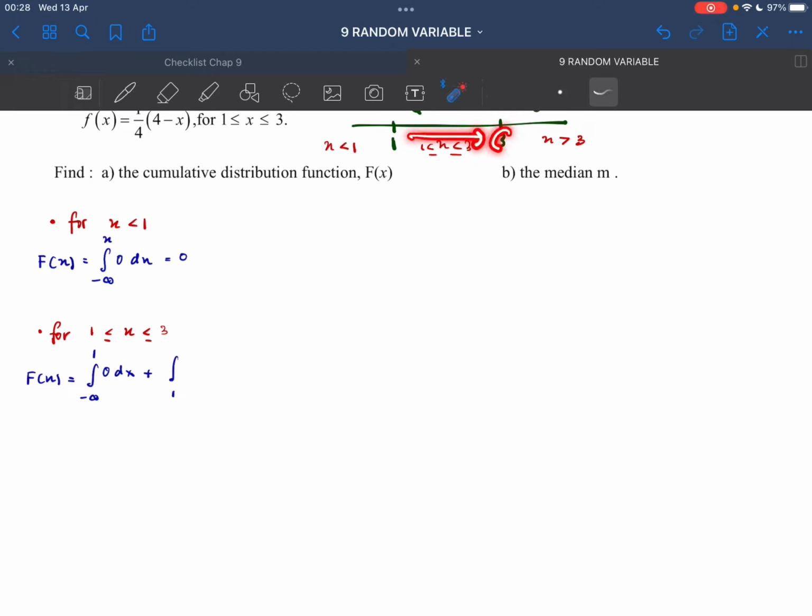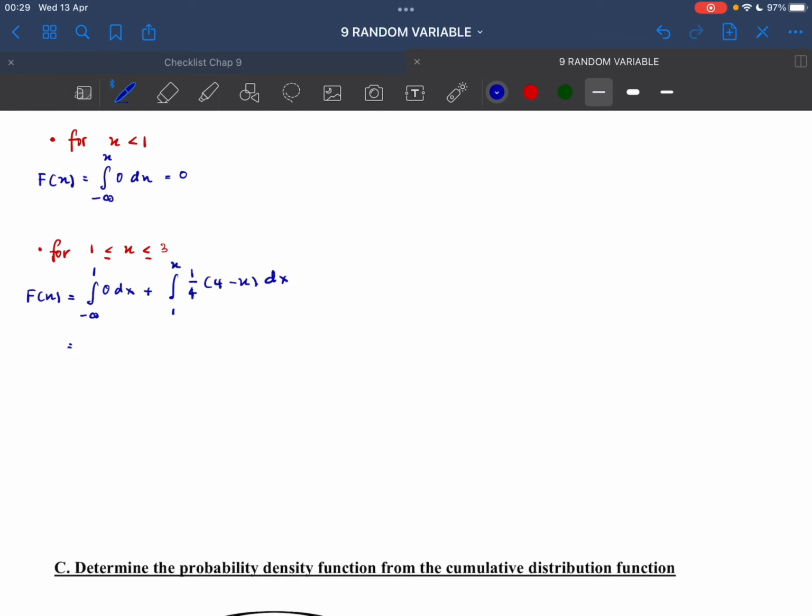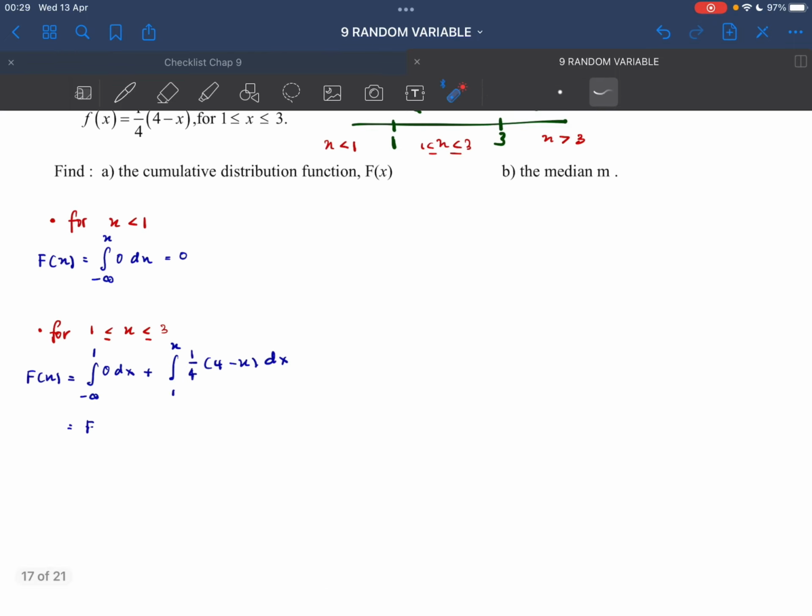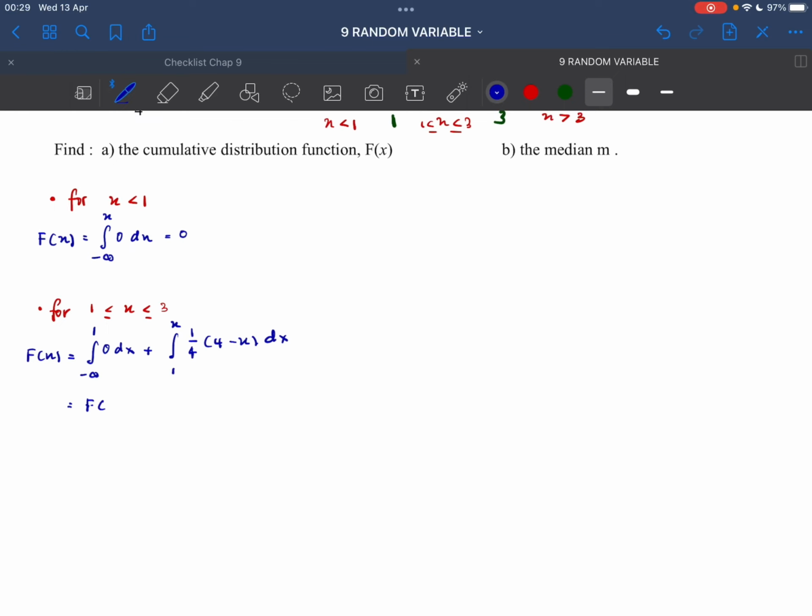But the last limit has to be changed to x because we are finding a function. So now the function is 1 over 4 times (4 minus x) dx. Now we are going to integrate that part, which is the first part here. This part represents F(a). Our a here is 1. This is your a, this is your b. So this is the answer for F(1).